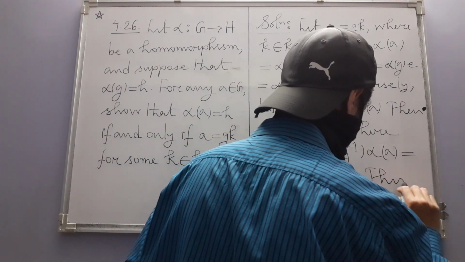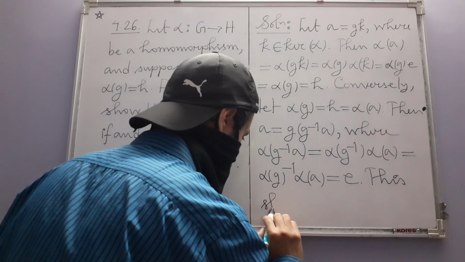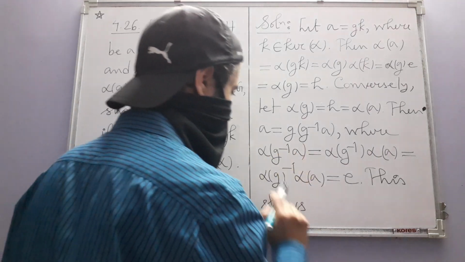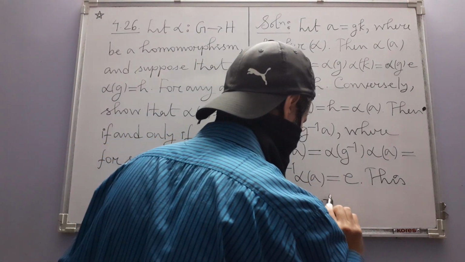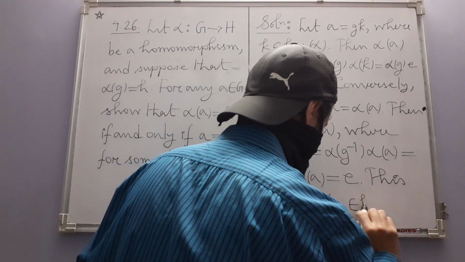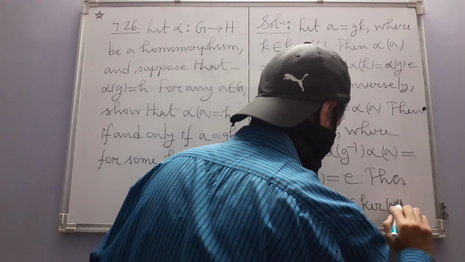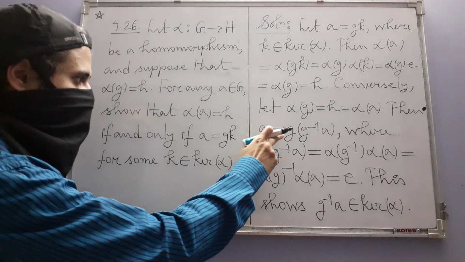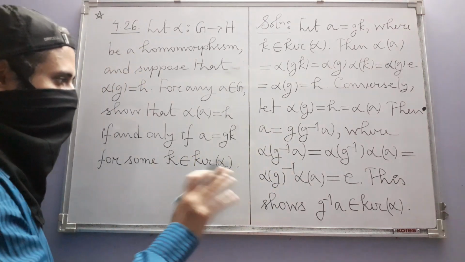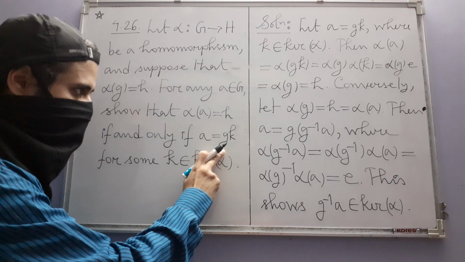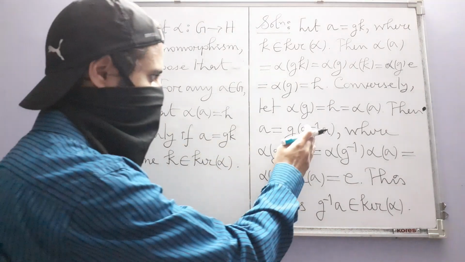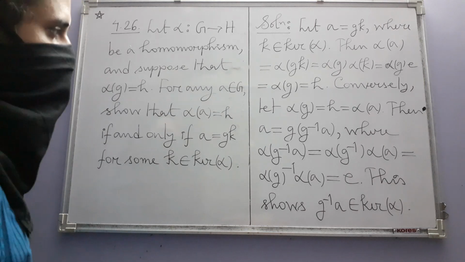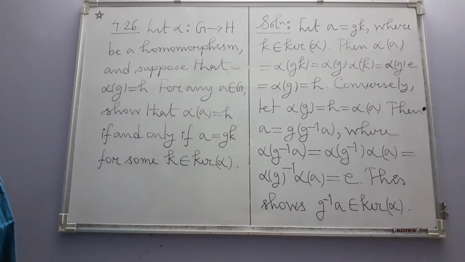This shows that G inverse A belongs to the kernel of alpha. That means we have expressed A as an element, well, not any element, but this particular element G times something, and that something actually belongs to the kernel of alpha. So that's what we wanted to show. So this is the solution.